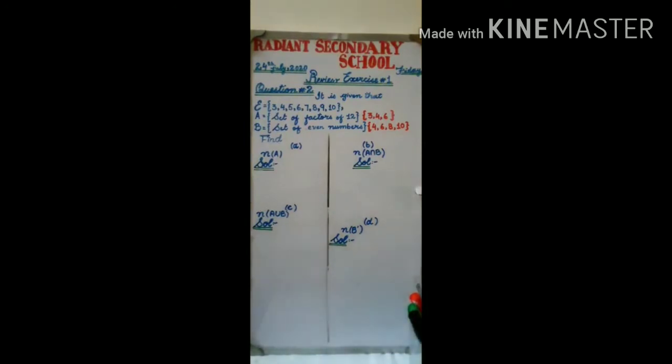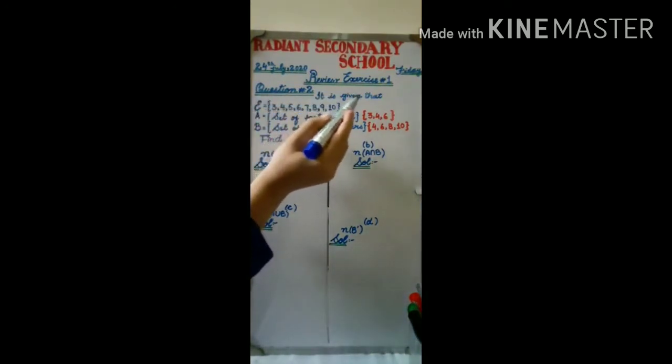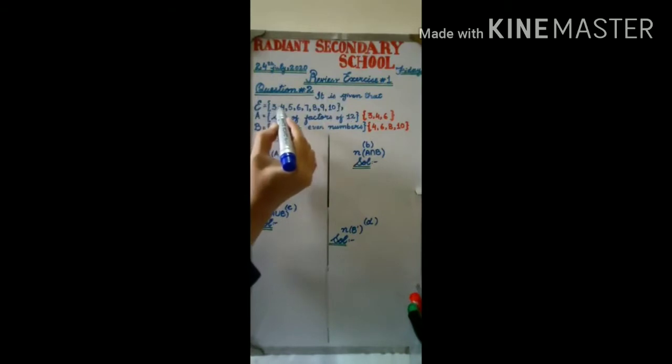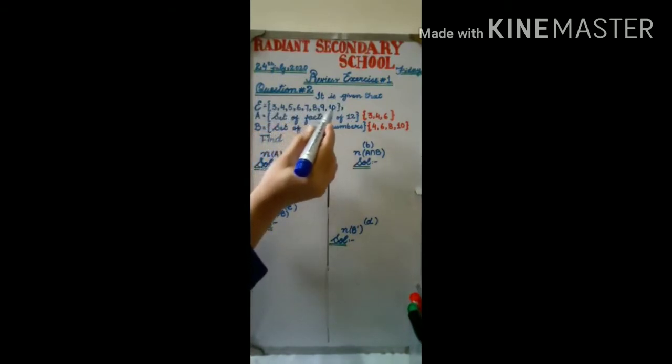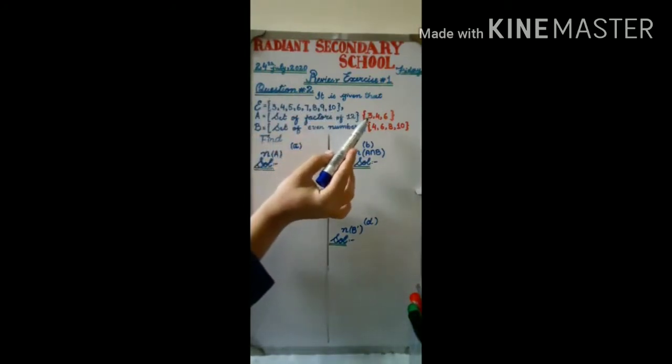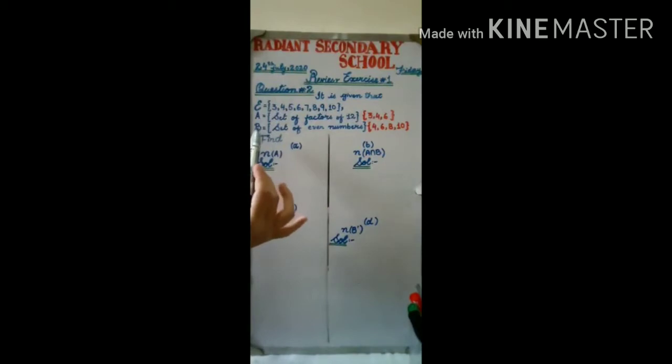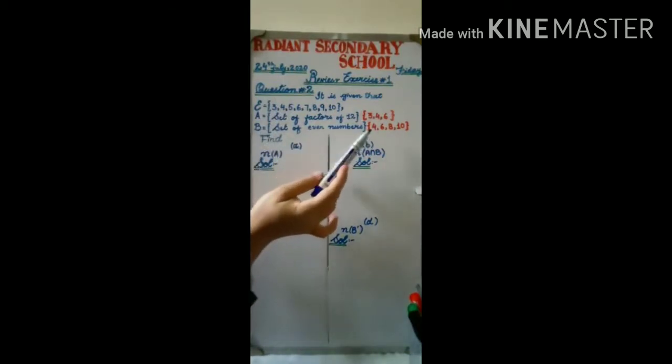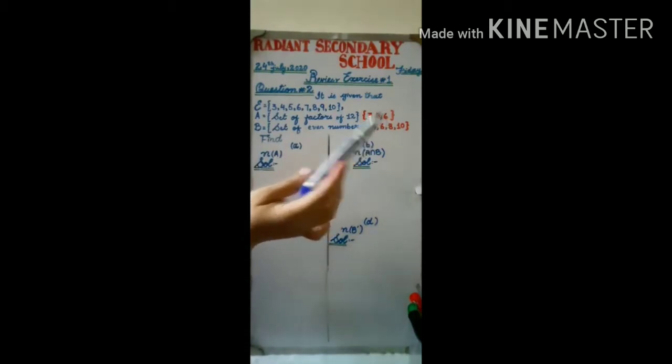The statement of question number 2 is, it is given that universal set is 3, 4, 5, 6, 7, 8, 9, 10. A set is there, set of factors of 12. So factors of 12 will become 3, 4, 6. B set is there, set of even numbers. Even numbers are 4, 6, 8 and 10.